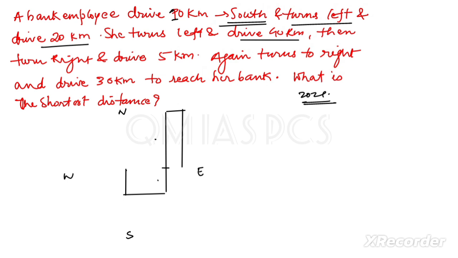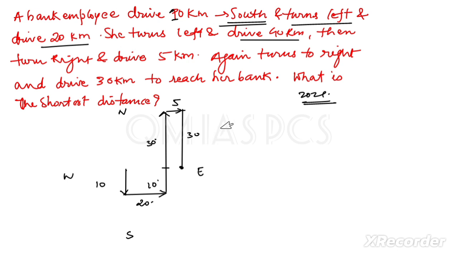Clear? So you can simply write, this is 10, this is the direction of the first movement, this is 20, this is 10, and this is 30, that means the complete is 40. Again this is 5 and this is 30, just equivalent of this one. Okay, now this is her bank.